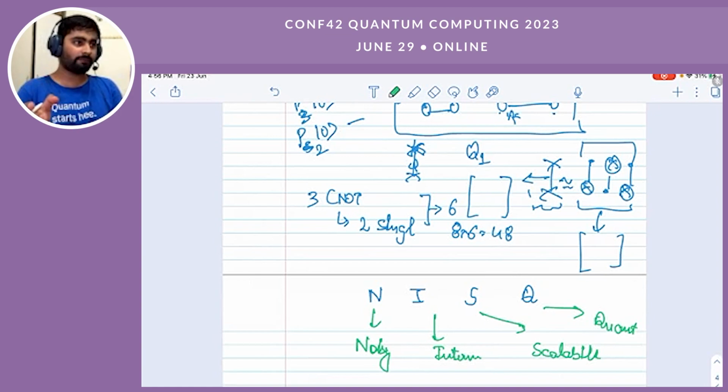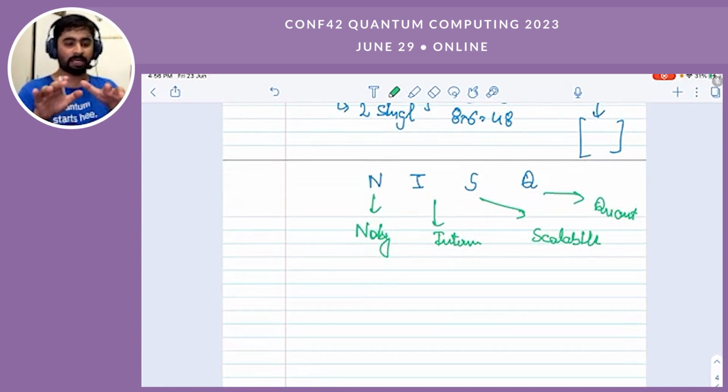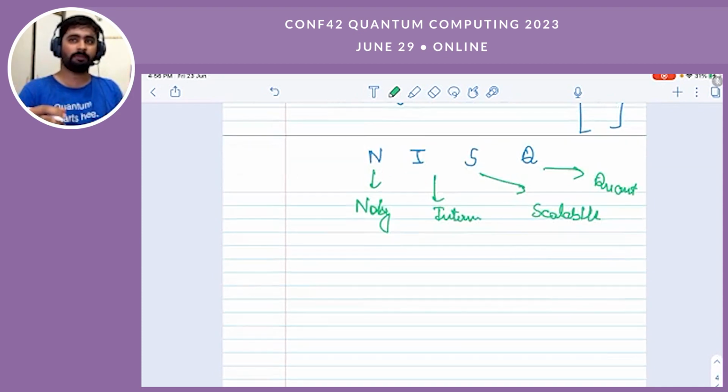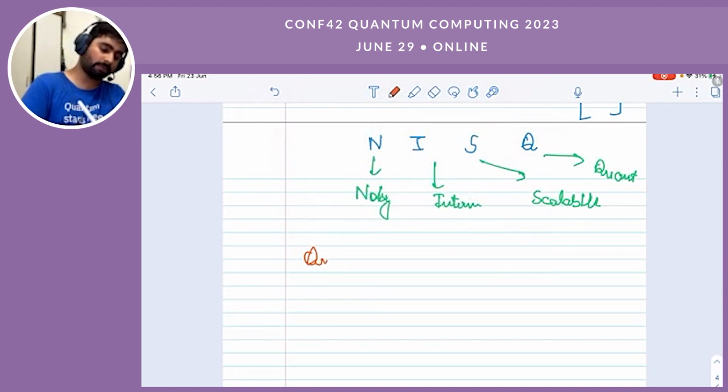I spent a lot of time on this because it's important that you understand what the limitations are, why we are even having this session, why we are even talking about quantum inspired algorithms when we already have algorithms for quantum hardware. So now coming to the main subject, quantum inspired algorithms.